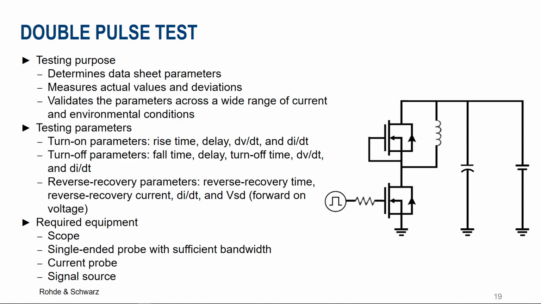Now, when you're setting up the equipment for making this test, you typically do this with a scope. With a single-ended probe, a lot of times you see people say that you need to use a differential probe, but that's not really the case. Usually a single-ended probe with sufficient bandwidth is enough. A current probe and an accurate signal source.